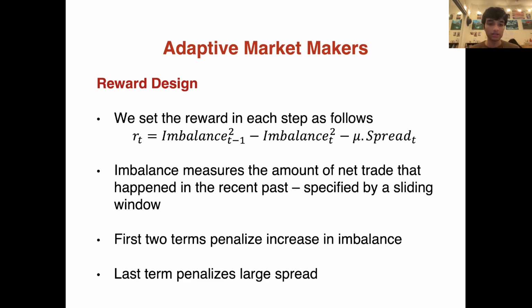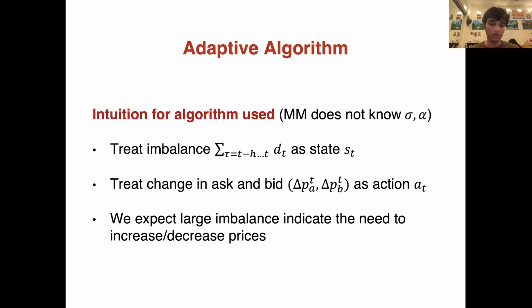spread. This is again because imbalance measures the amount of net trade that happened in recent past, and this we calculate on a sliding window of, let's say, 20 to 50 trades, and set the imbalance for each time step equal to the net trade that happened in the last 20 time steps. Now we provide some intuition for the algorithm used when the market maker does not know the trader behavior model.